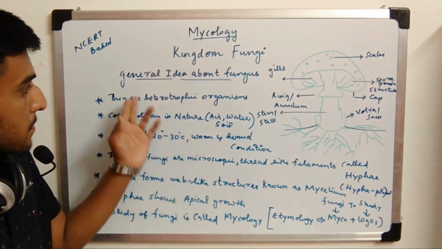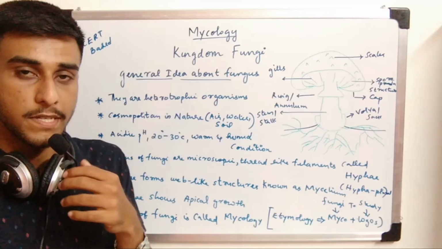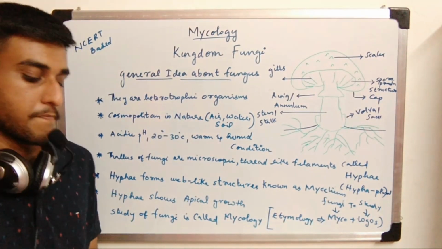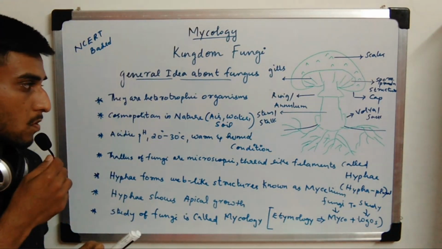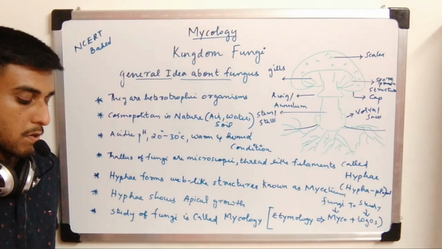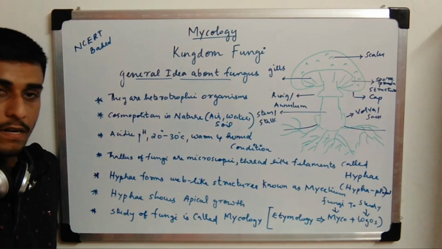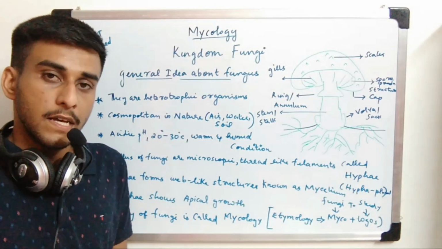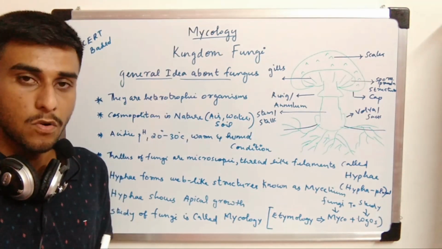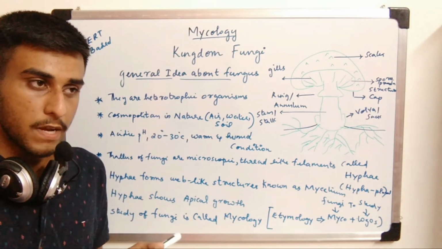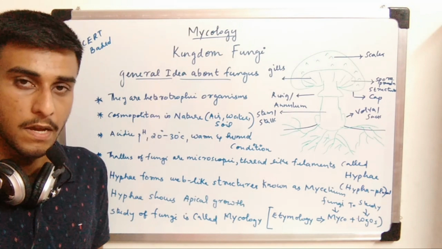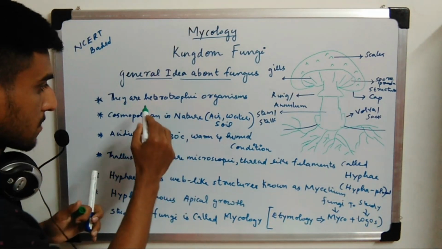First we will be talking about the general idea about the fungi. What are fungi? The first point says that they are heterotrophic organisms. What do you mean by heterotrophic organism? The organisms which acquire nutrition from other organisms are known as heterotrophic organisms. Fungi are heterotrophic in nature, unlike plants, which are autotrophic and belong to kingdom Plantae. So they acquire nutrition from other organisms.